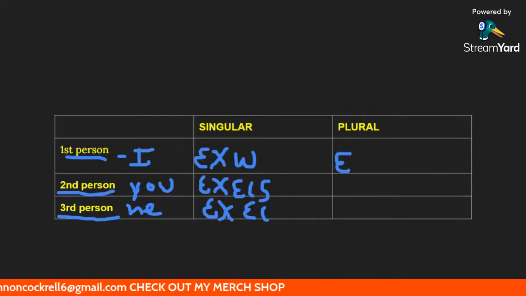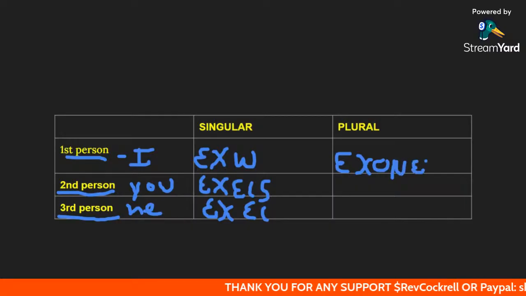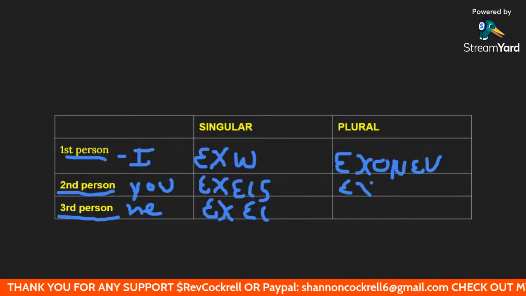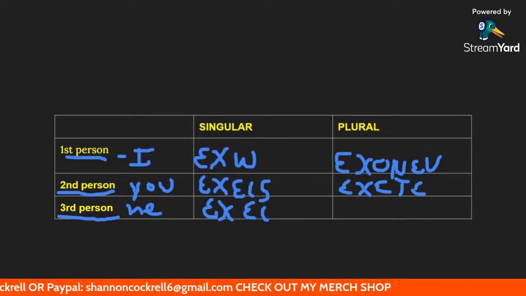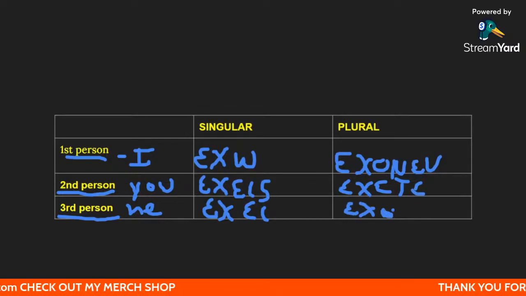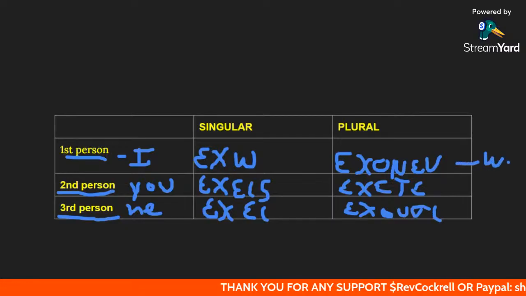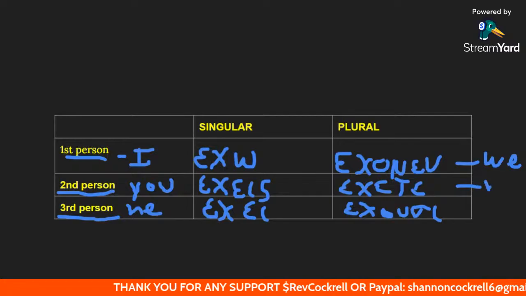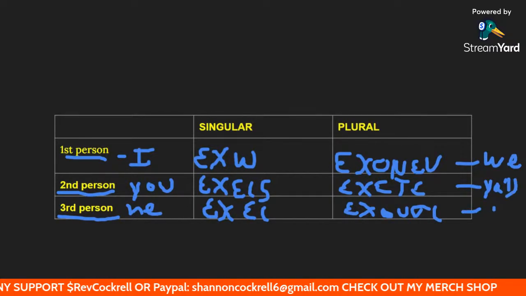Plural: echomen, echete, echousin. We, you plural or y'all, they.